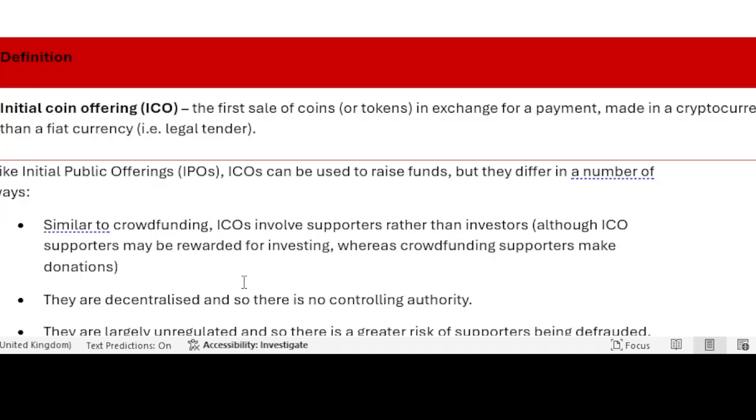So you can raise money like that when you're doing the initial coin offering. You give them a coin, in exchange they make payment, and you receive the money, and that money can be a source of finance for you to run your day-to-day business operations. So this is more like an initial public offering.